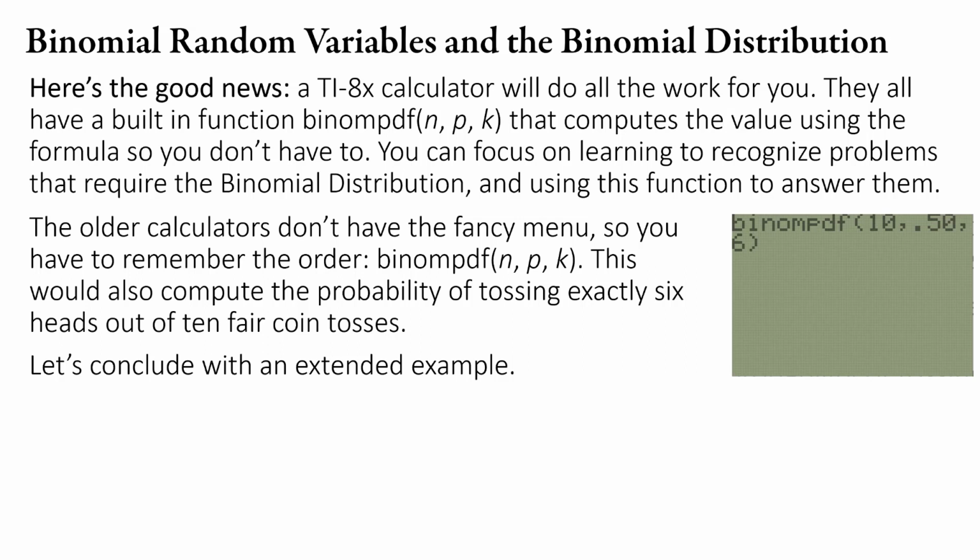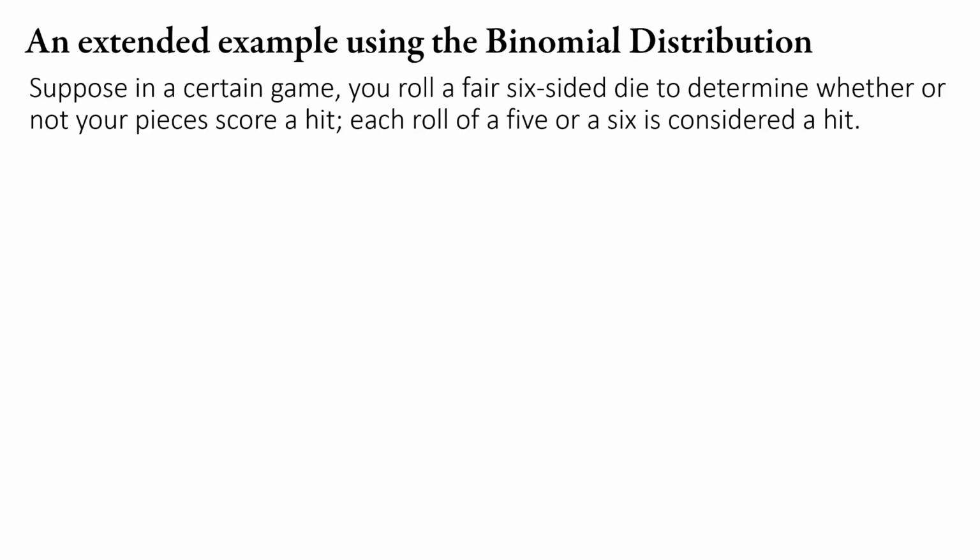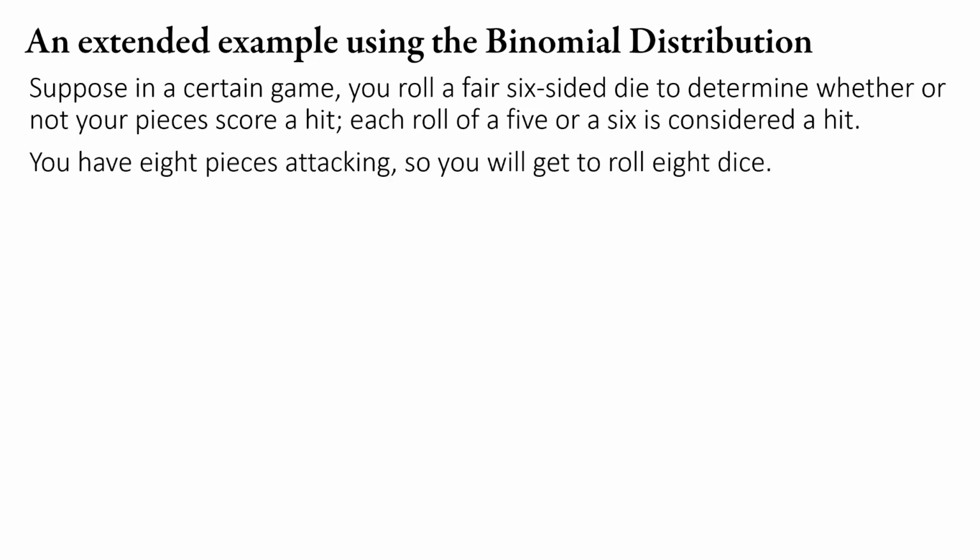So let's do an example. Suppose in a certain game, you roll a fair 6-sided die to determine whether or not your pieces score a hit, and each roll of a 5 or a 6 is considered a hit. Let's say you have 8 pieces attacking, so you're going to get to roll 8 dice. Remember, each die is a hit on a 5 or 6. What's the probability we score 0 hits?